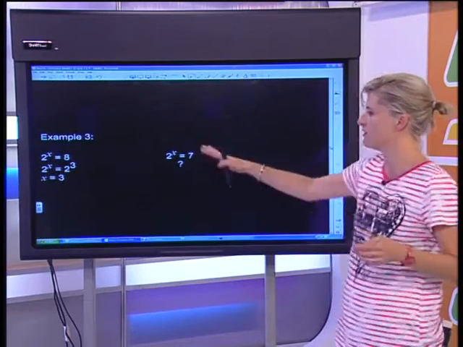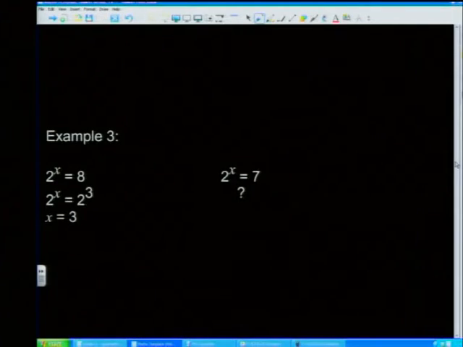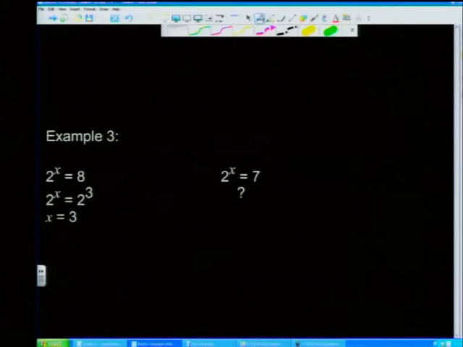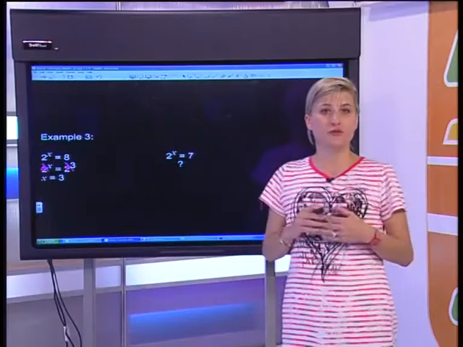Let's have a look at this example 3. If I said to you in grade 11 or even in grade 9, 2 to the x is equal to 8, you would have said to me, well, this is not a problem at all. What I need to do is get my bases the same on either side. So I would say 2 to the power x is equal to 2 to the power 3. Now, because my bases on either side are 2, it is possible for me to cancel out the bases, and to say, okay, x is therefore equal to 3.